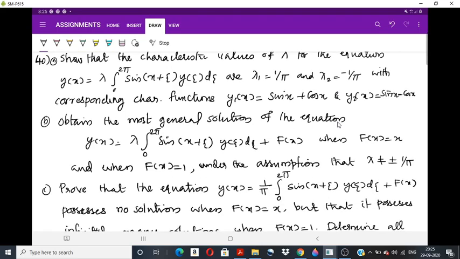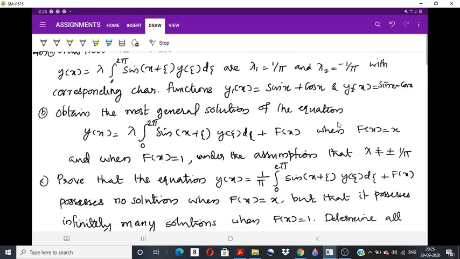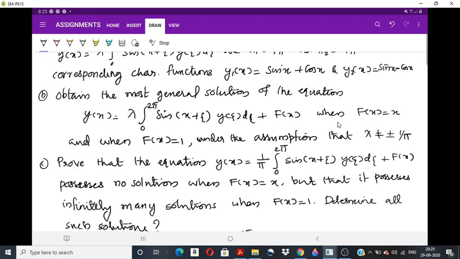Now section B is to obtain the most general solution of the equation. Here we consider the non-homogeneous equation, that is with non-zero f of x. So we have to find the general solution of this integral equation when f of x is equal to x and when f of x equal to 1, under the assumption that lambda doesn't take the characteristic values, that is plus or minus 1 by pi.